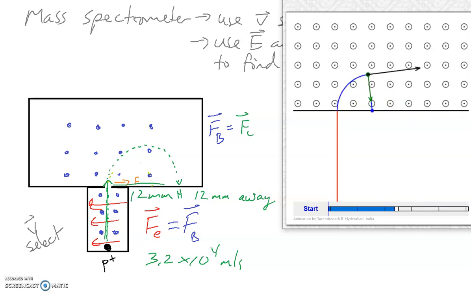So this is literally the exact same setup that we're working with. We have the speed of the particle coming in, and we're going to find the magnetic field and the electric field in the setup.